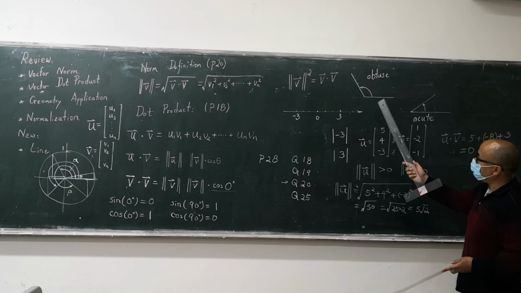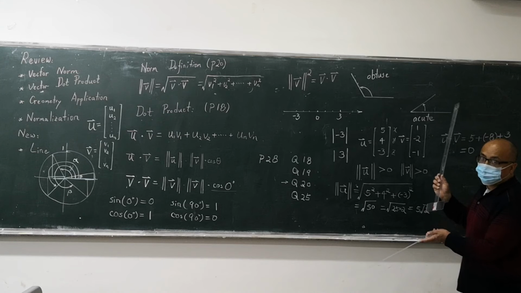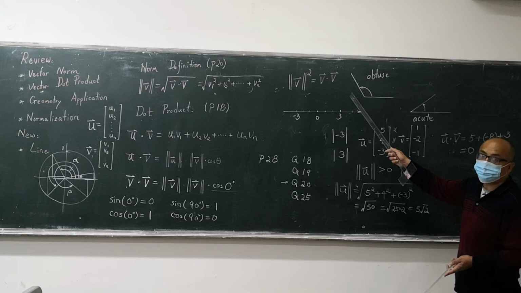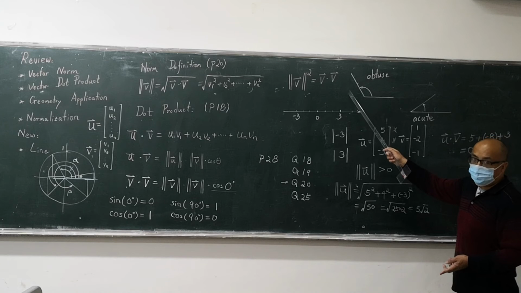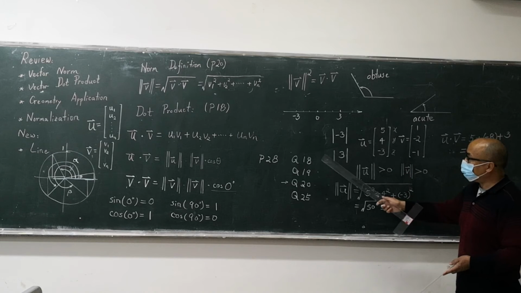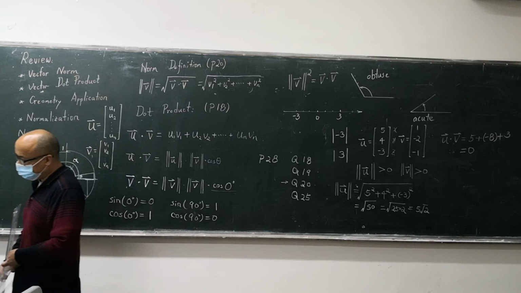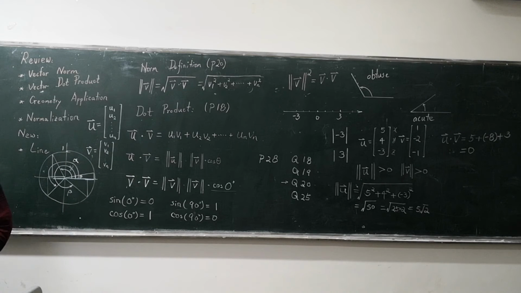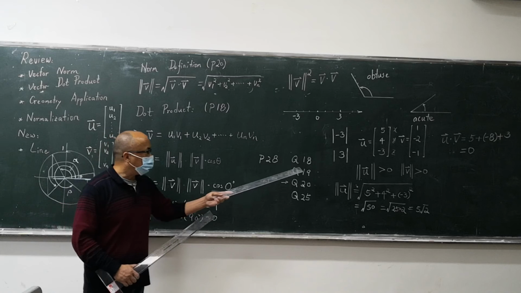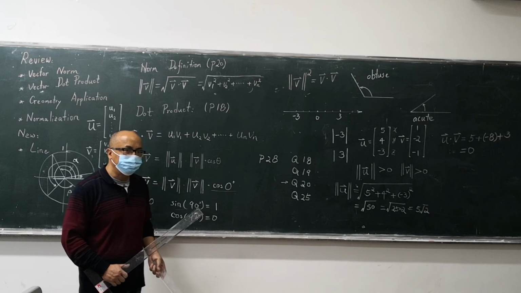Obtuse means greater than 90 degrees but less than 180 degrees. So they're asking about the two vectors in question 18, question 19. We did 20. So can you finish 18 and then 19 now?